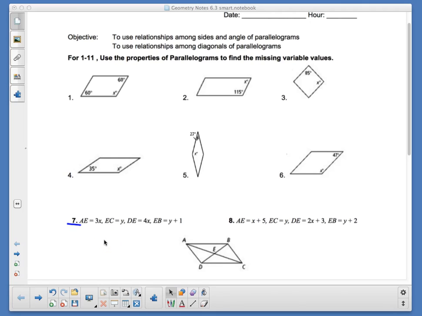This is Geometry 6.3. We're correcting our 6.2 assignment, and based on questions, we'll answer questions.